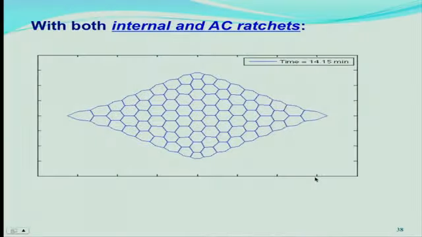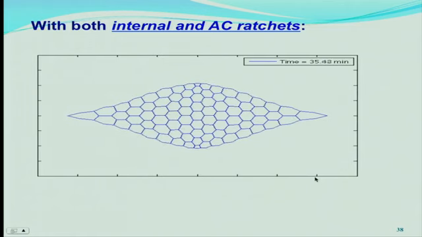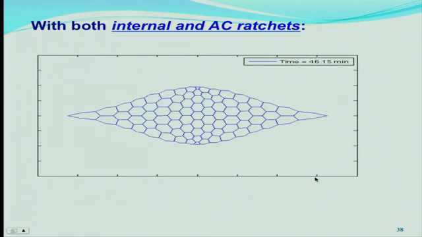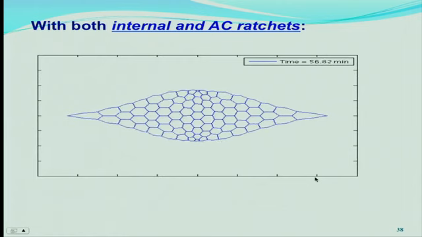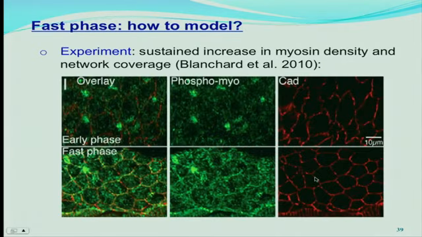We did not really rule out the AC ratcheting mechanism. Maybe the two are working together. One thing that AC ratcheting does is that it smoothes the edge, as you can imagine. Of course, that makes the picture a little trickier. Let's get to the fast phase.